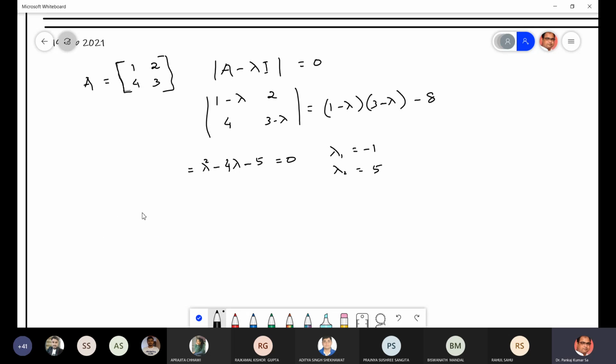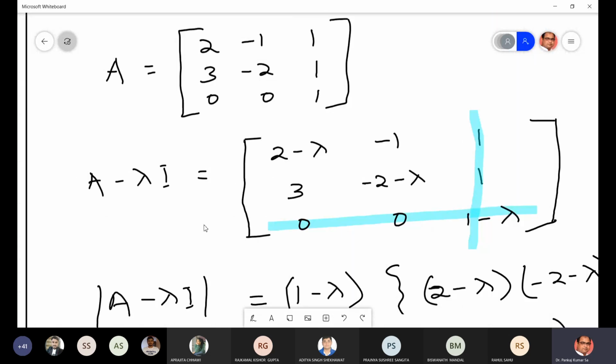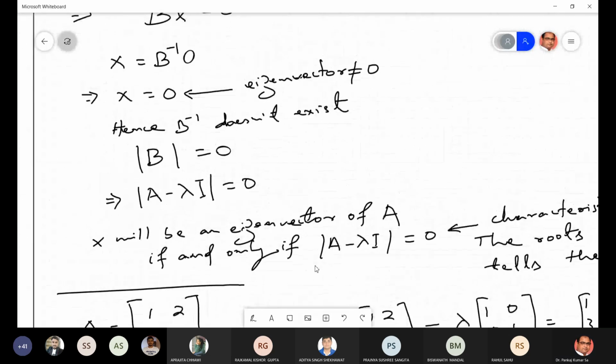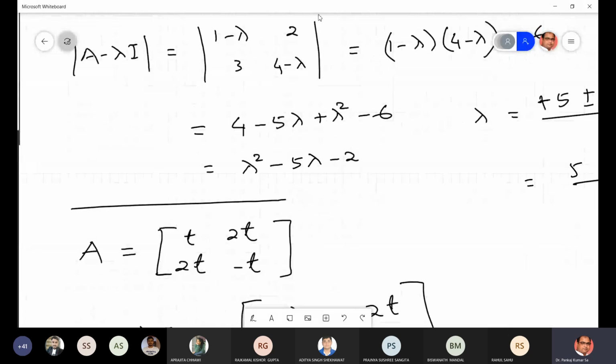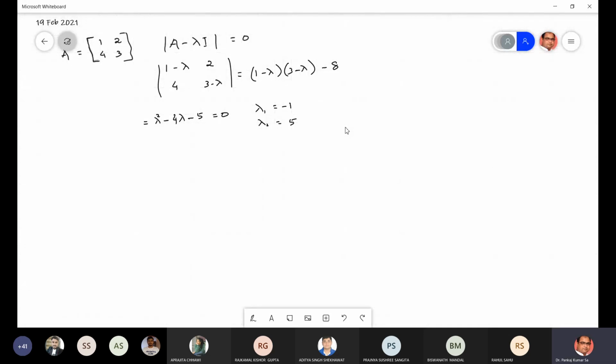And the same thing, if I substitute into the equation that we had already, that is, we wrote something, what is that? Bx equal to 0. Yeah, Bx equal to 0, where B is A minus lambda I. So A minus lambda I, x equal to 0. In this equation, if I put in the values, I can easily get the eigenvectors. But let us check what eigenvectors I am getting here. So for each lambda, I'll get an eigenvector.